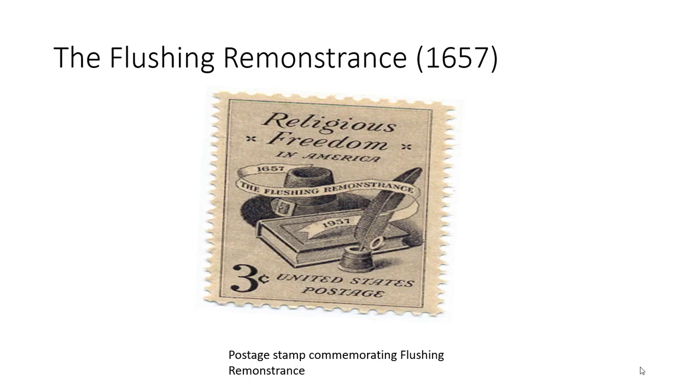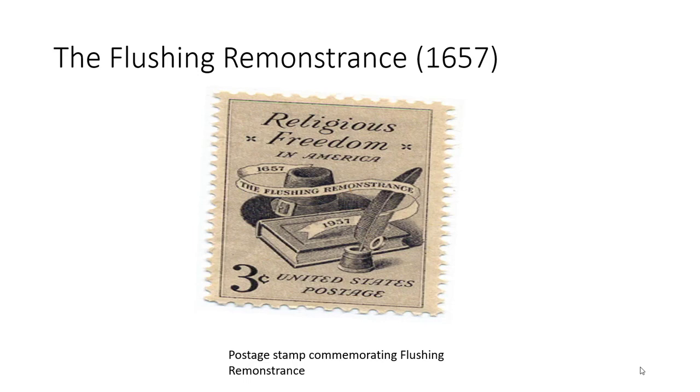Flushing is not a reference to your toilet. It's a place in New York, part of the borough of Queens now. But a remonstrance is a petition, a written demand. So the postage stamp is obviously from a long time ago, 1957, because it's 3 cents. But nonetheless, it shows that this event has been commemorated hundreds of years after the event itself. So what happened? It doesn't sound that important, but I think it does say something important about New York, what it was and what it's been about in part ever since.